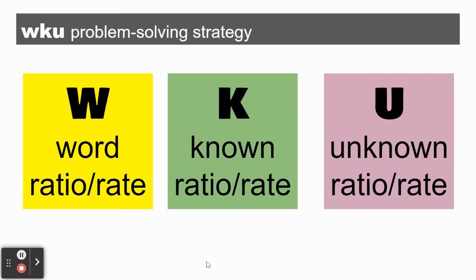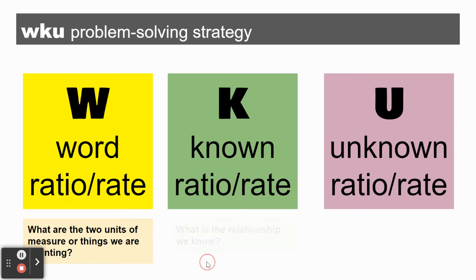So the first thing we're going to do is we're going to set up a ratio or rate with words, actually. So we're going to use the units of measure or the names of the things that we're counting, and we're just going to set up what looks like a fraction. It's going to be a ratio or rate just with the words.